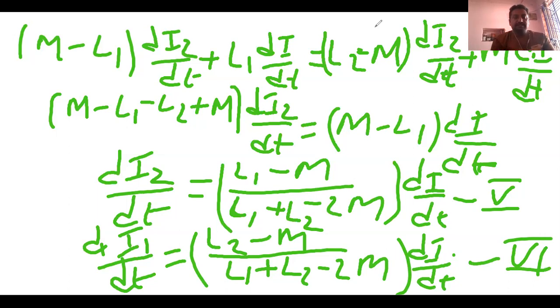So what we are doing here: as per the properties of the parallel circuit, we substituted V1 is equal to V2. The modified equation of V1 is this, the modified equation of V2 is this. From this equation, we got the solution for the value of di2 by dt. In a similar way, if we substitute as per KCL I2 is equal to I minus I1, then we get the value of di1 by dt equal to this value. This is equation 6. Now we substitute equations 5 and 6 in equation 1.